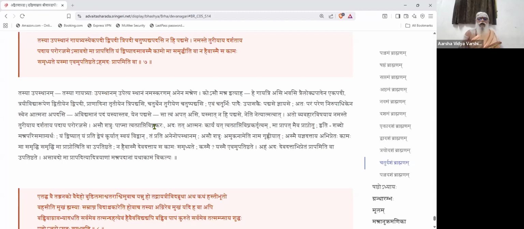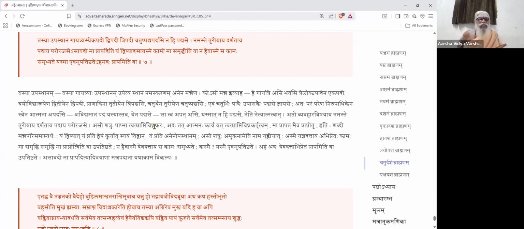And that, adaha tat atmanaha karyam yat tvat prapti vigna kartritvam ma prapat. Now that papa may not reach me, should not reach me, means what? None of those obstacles should come to me so that I should be able to easily attain you. That is the prayer, correct? Ma prapat, ma eva prapnotu iti, may it not reach me. Iti, then shabdaha mantra parisamaptyarthaha. So the iti shabda is only to indicate that the mantra is over with this ma prapat, to indicate that the mantra is completed.